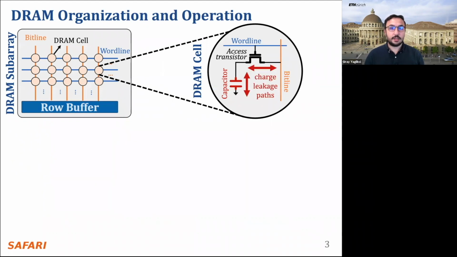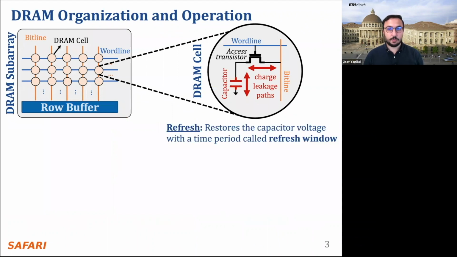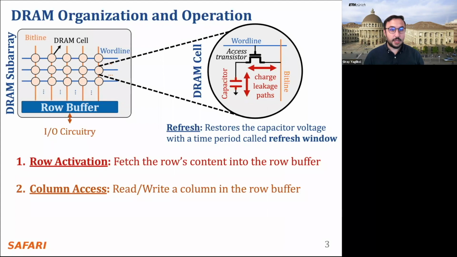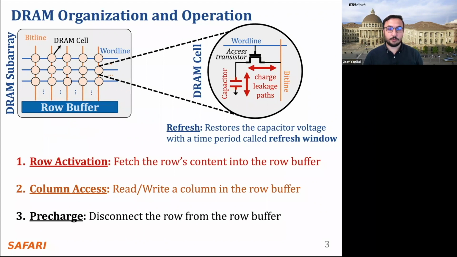A DRAM cell inherently exhibits several charge leakage paths and requires refresh operations to restore the capacitor voltage within a time period called the refresh window. To access a DRAM cell, the memory controller must first open or activate the row to fetch the row's data into the row buffer. The read and write requests targeting the row are serviced from the row buffer. And after all requests are serviced from the row, the memory controller must close or pre-charge the row in order to begin accessing data from another row.